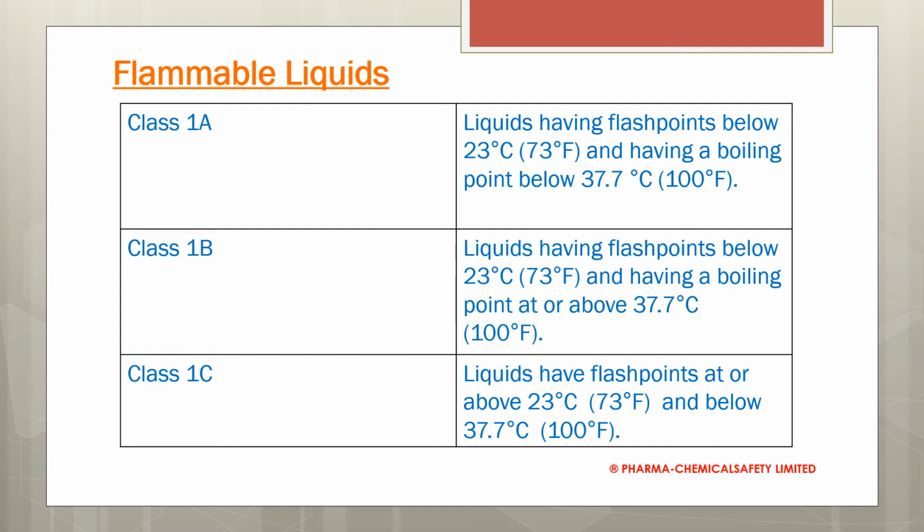Class 1B is liquids having flash points below 23 degrees Celsius, 73 Fahrenheit, and having a boiling point at or above 37.8 degrees Celsius, or 100 degrees Fahrenheit. Class 1C, liquids having a flash point at or above 23 degrees Celsius, 73 degrees Fahrenheit, or below 37.8 degrees Celsius or 100 Fahrenheit. That's your classification of flammable liquid.